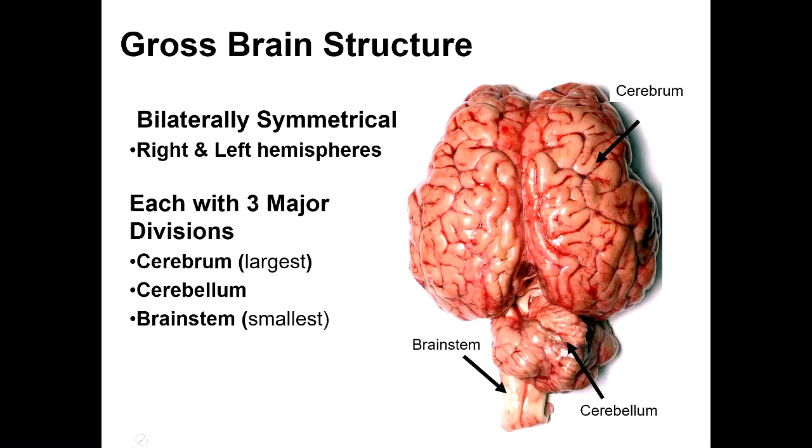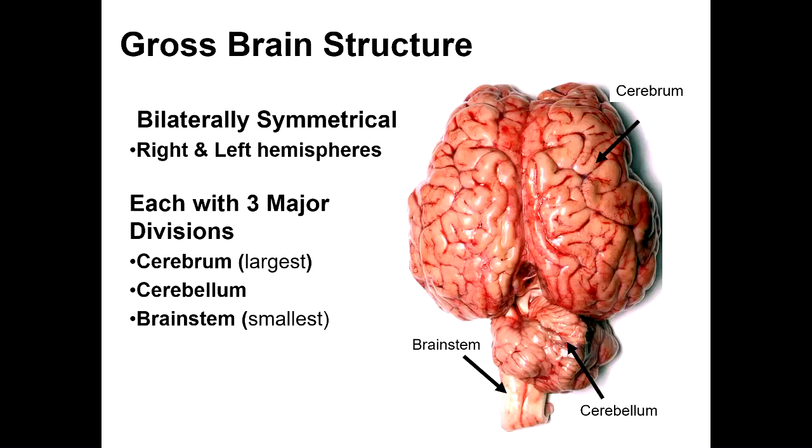Okay, so finally, let's have a look at a real human brain, which you can see here on the right. This brain has been freshly removed from somebody's skull. And the gross structure of the brain is that it has both a left and a right side, and those sides are sometimes called the hemispheres. And each hemisphere consists of 3 major divisions.